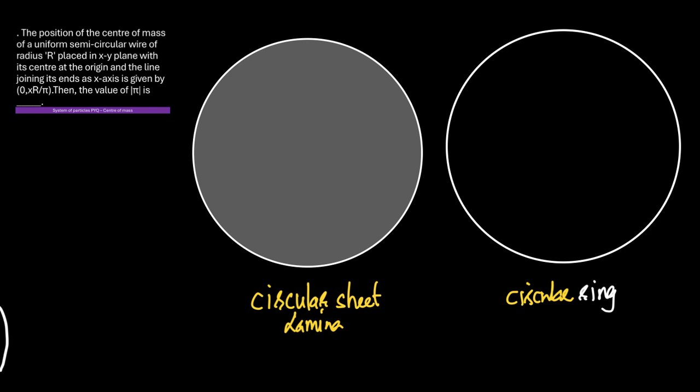Now let's spend around 5 to 10 minutes to understand the derivation of the previous formula we discussed, which is y bar equal to 2r by pi. But before that, the difference between a circular sheet and a circular ring. A circular sheet will have mass present within it, whereas a circular ring has no mass present inside it. It is hollow inside. It has mass present only along the circumference. Here there is mass present in both the circumference and within it.